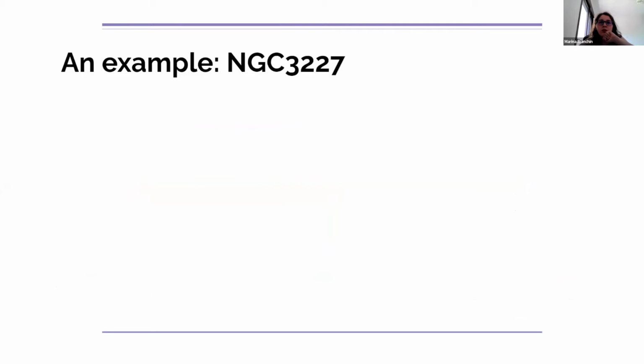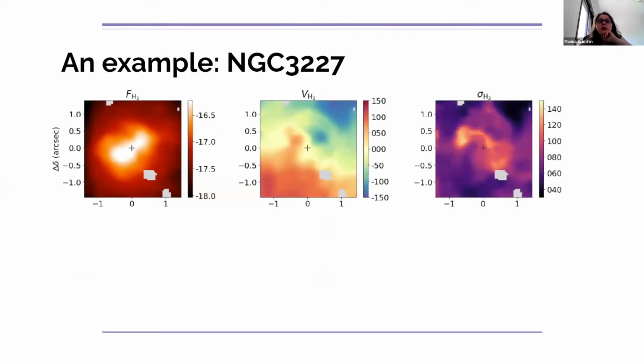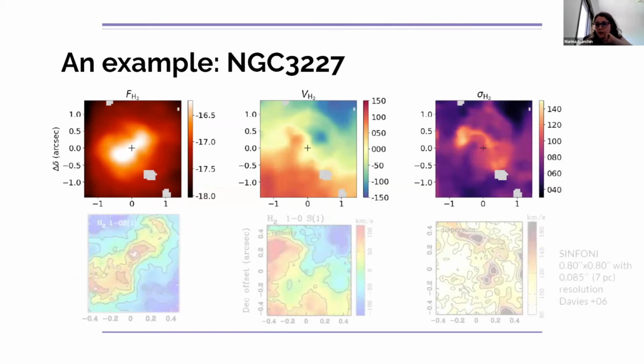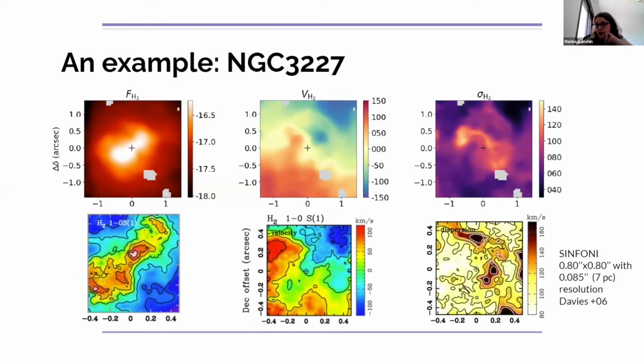So an example of a fit, this is in NGC 3227. This is for the H2 flux, velocity, and velocity dispersion. And we compared this with previous SINFONI data that has a higher angular resolution, and they have a remarkable resemblance. We have this disturbed pattern here in the center. There's a rotation, but it's disturbed with higher velocity dispersion.